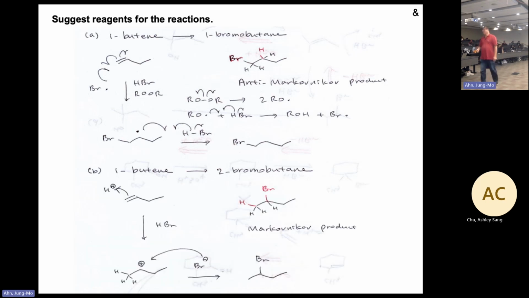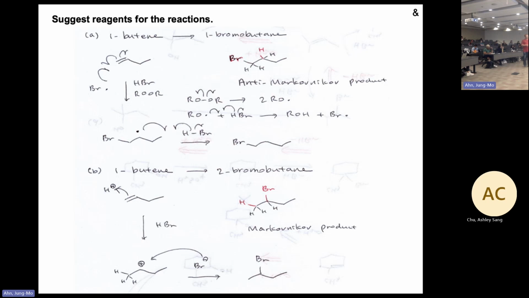If you want to make 2-bromobutane, now the bromine is on the more substituted side and the hydrogen goes to the less substituted side. This is the product of the Markovnikov addition. So for this one to be made, you only need to add HBr. That's it. You need to figure out which reagent you're going to use for which circumstances, right? That is something you also need to figure out for the questions on the next test.